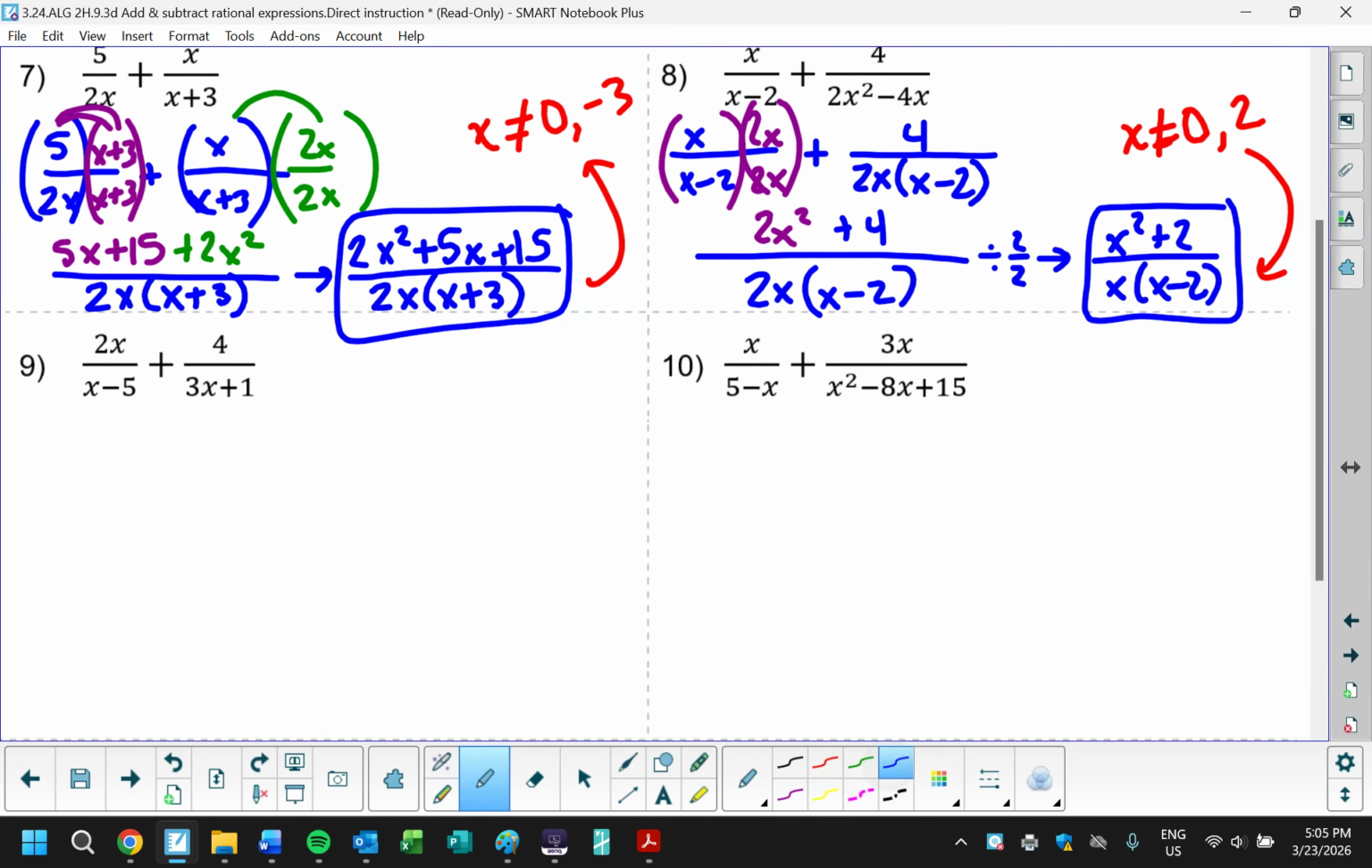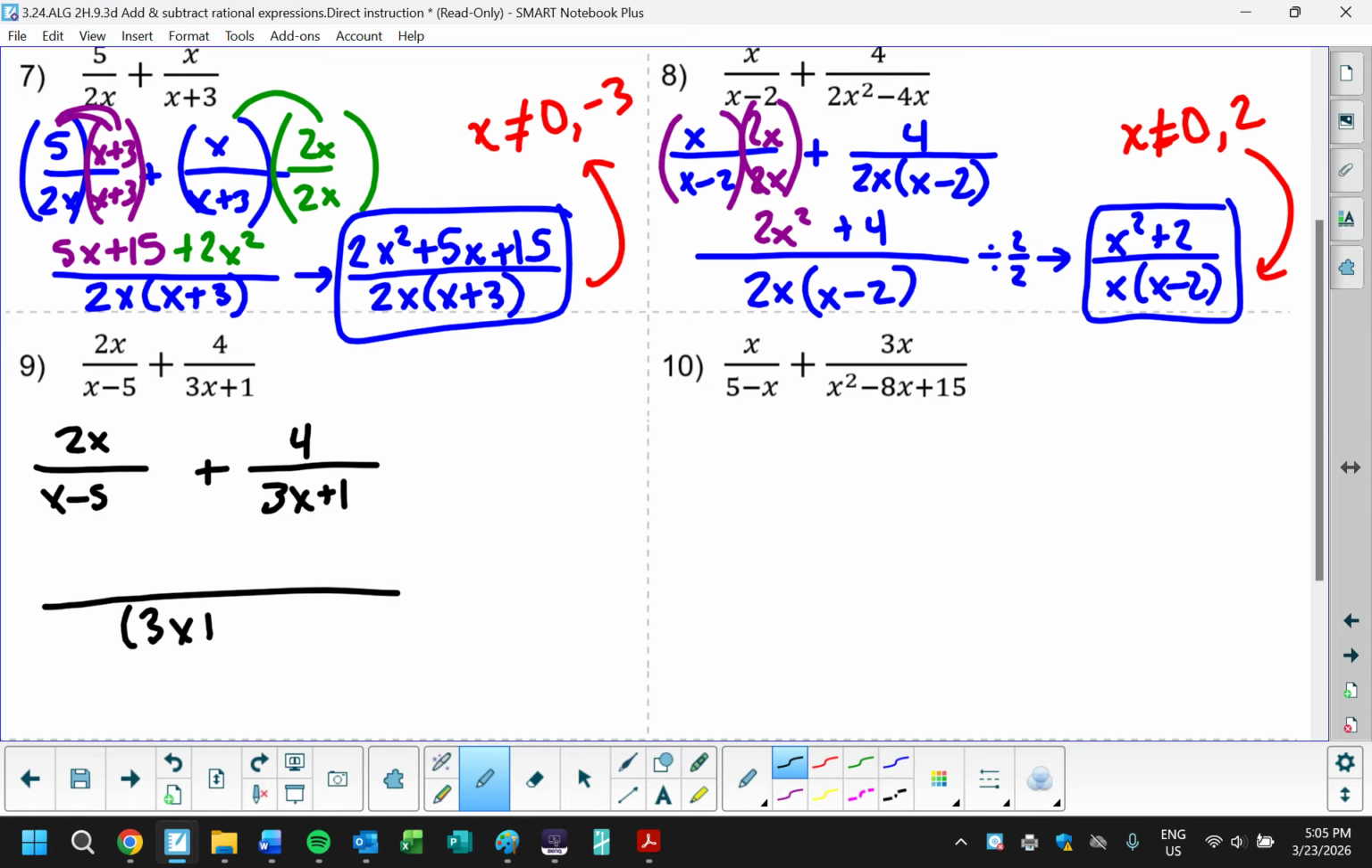Getting a little more complicated. For number 9, I noticed that nothing will cross-reduce. Nothing will factor out. I don't know why I said cross-reduce. That's only for subtraction. So I'm going to begin with the end in mind and say, okay, I need a 3x plus 1, I need an x minus 5. Begin with the end in mind. So in order to make this happen, let's multiply the first quantity by 3x plus 1 over 3x plus 1.